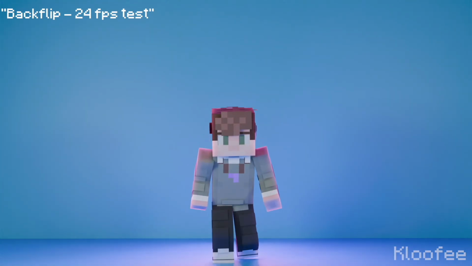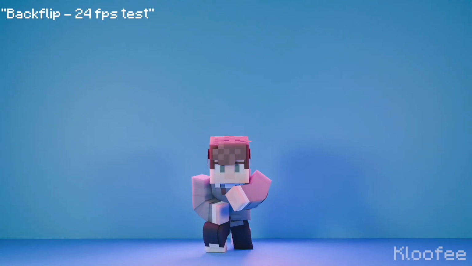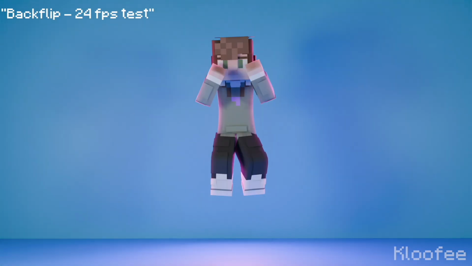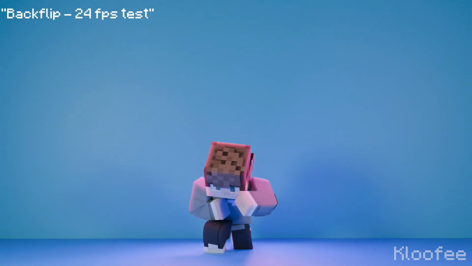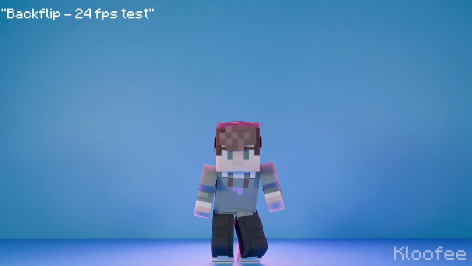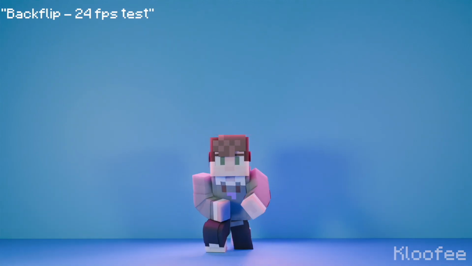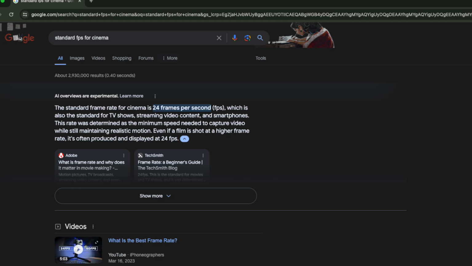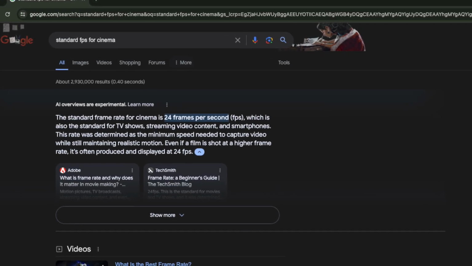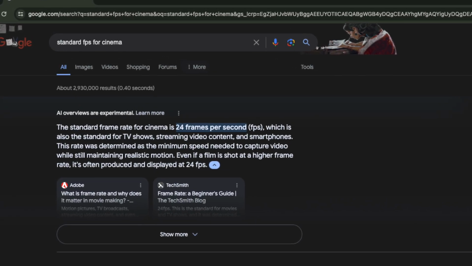It's not amazing, but I was like, I want to make a backflip. I made this in about an hour and 30 minutes. This is the backflip animation I made at 24 frames per second. As you can see, it's super smooth and seamless. It looks great. This is the standard for cinema. 24 frames per second is most widely known in the industry as being the best.